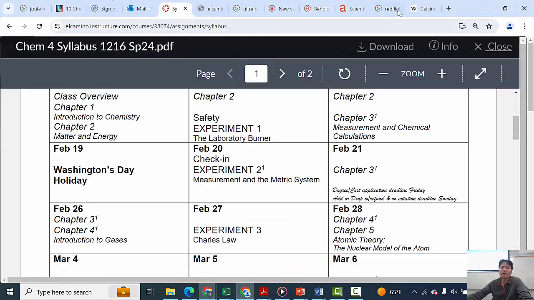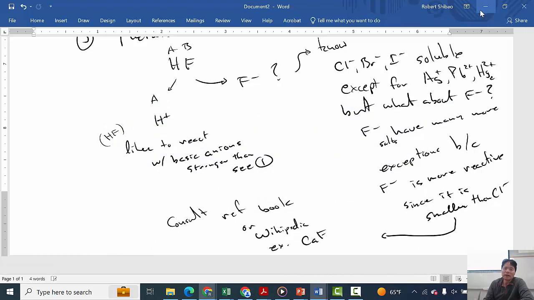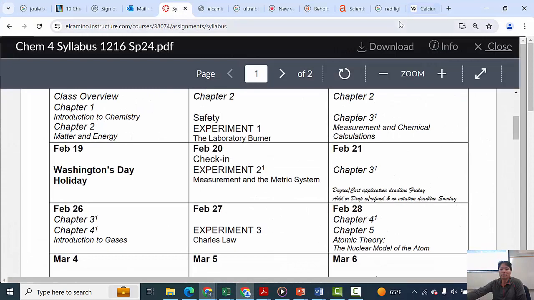So let's say we're interested, will calcium fluoride precipitate? An example would be calcium fluoride. I know calcium chloride is not one of the exceptions. So calcium chloride is soluble, calcium bromide is soluble, calcium iodide is soluble. But is calcium fluoride soluble? Maybe not, because fluoride is smaller and more reactive. And so we can just check Wikipedia and see what it says here.